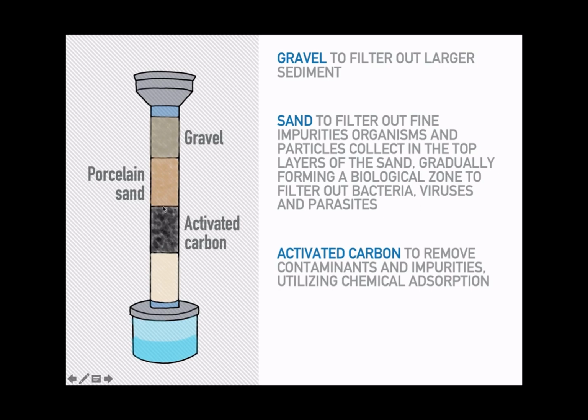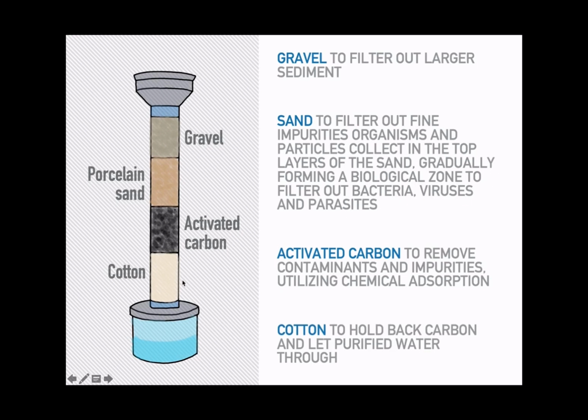The third one is activated carbon. Activated carbon is to remove contaminants and impurities, utilizing the chemical absorption process. And the fourth one is the cotton. Cotton can help to hold back the carbon and let the purified water through.